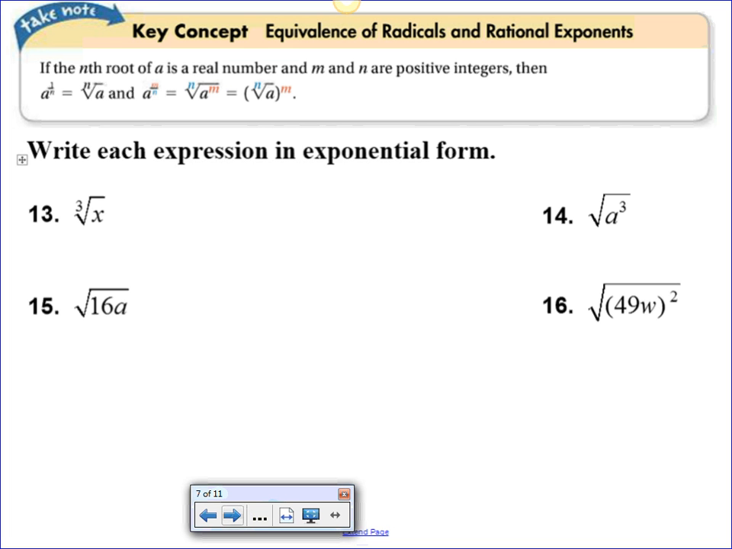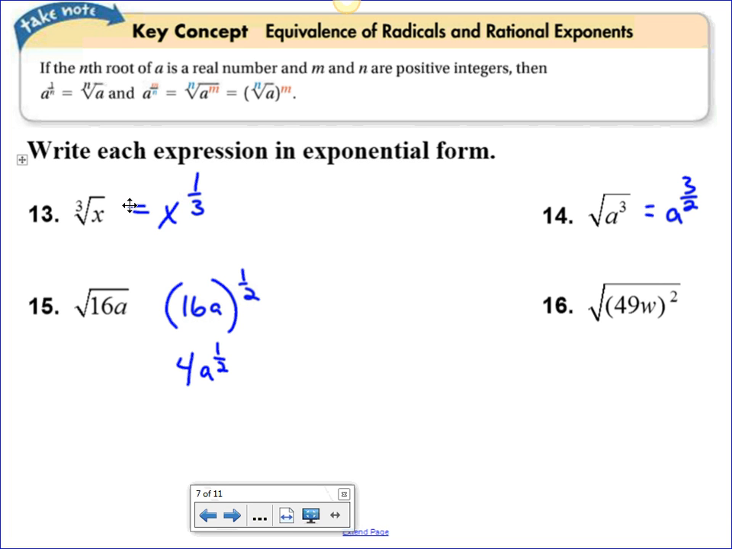Next one. Now we're going to go the other way. If I have the third root of x in exponential form, that's really x to the 1/3. If I have this one, that would be a to the 3/2 power. Okay, the next one is really 16a to the 1/2 power, or it could be simplified as 4a to the 1/2 power.